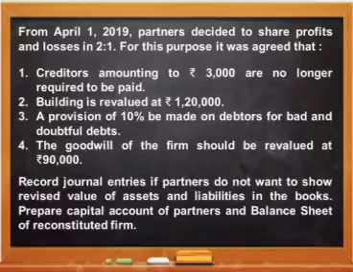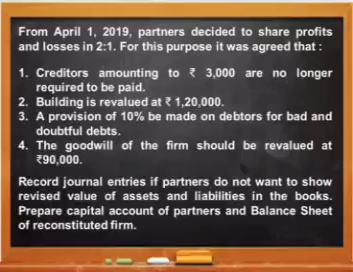And adjustments are given for revised value of asset and liability, and also the fourth adjustment is of goodwill. Goodwill of the firm be revalued at 90,000. Then it is mentioned that we have to record the journal entry if partners do not want to show the revised value of asset and liability in the books. Hence, this is case 2 of revaluation of asset and liability. We have to prepare then the partners' capital account and the balance sheet also.